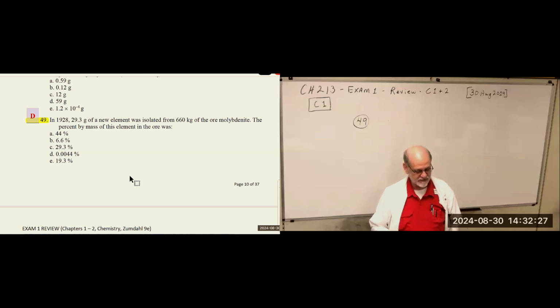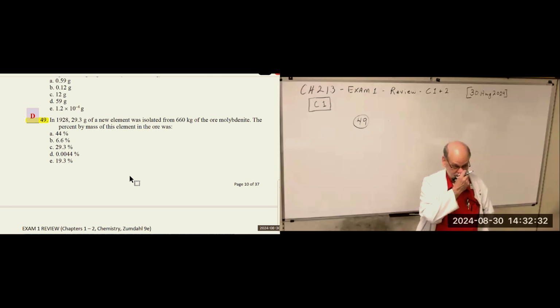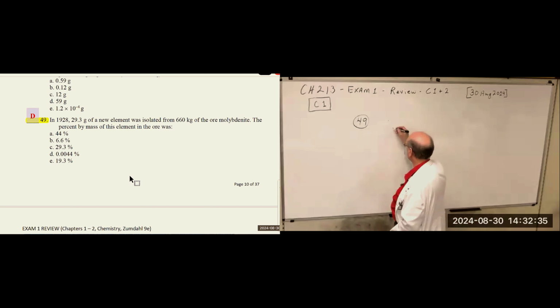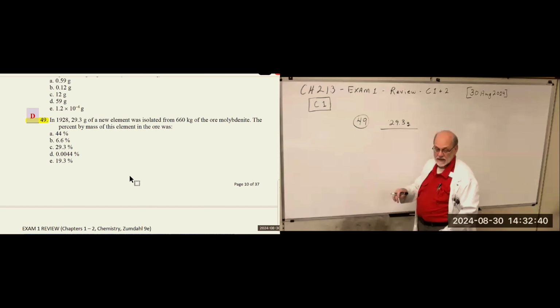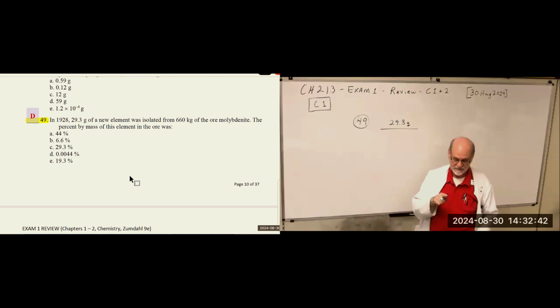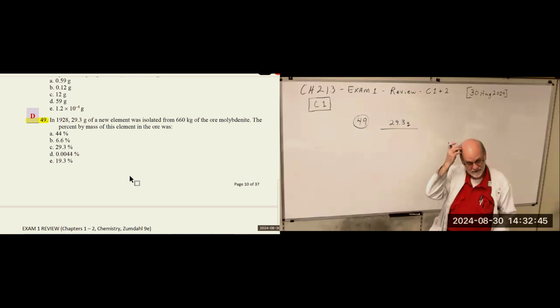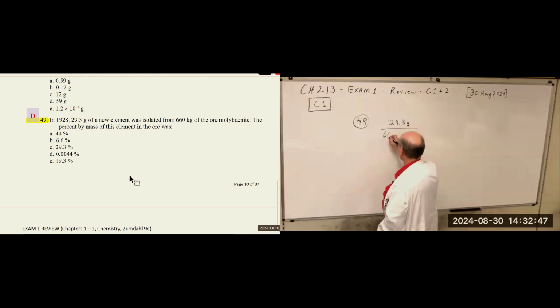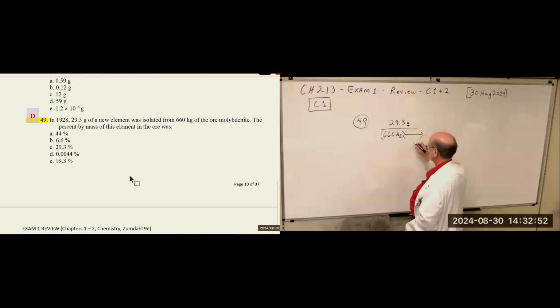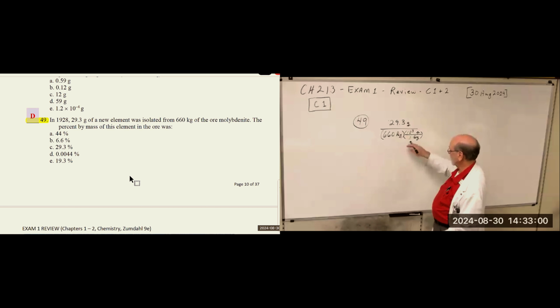The percent by mass of this element in the ore was... So we know how to do percent by mass. 29.3 grams of the element divided by the same unit of measure. We got 660 kilograms. We need to convert that to grams. So get that one converted, then divide it into that times 100.